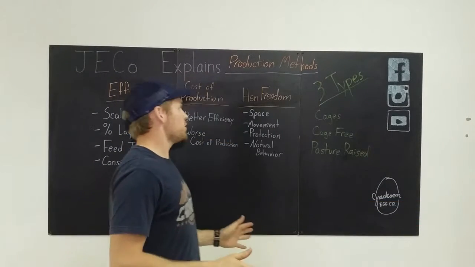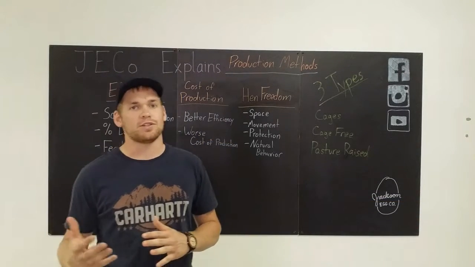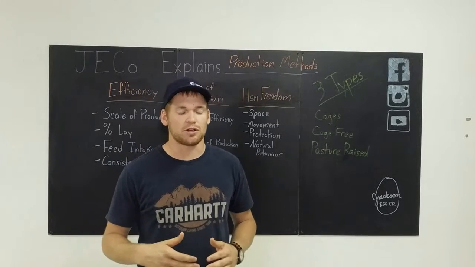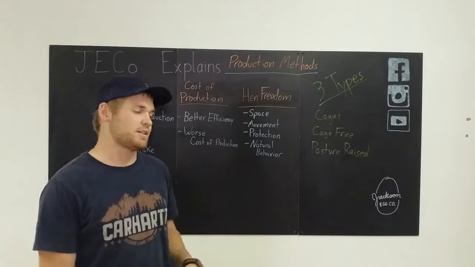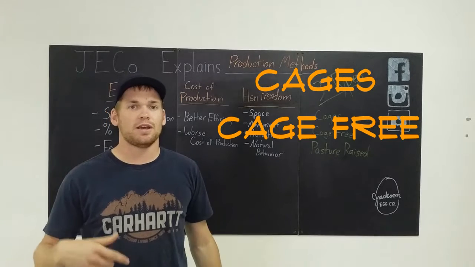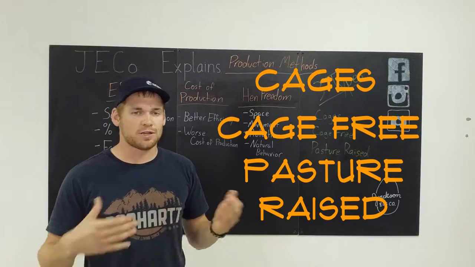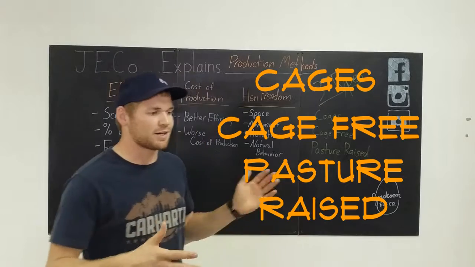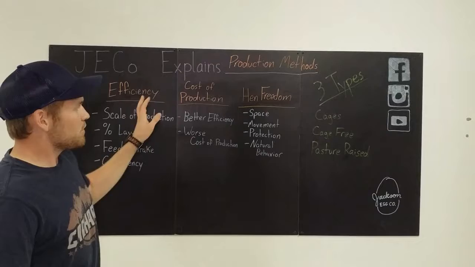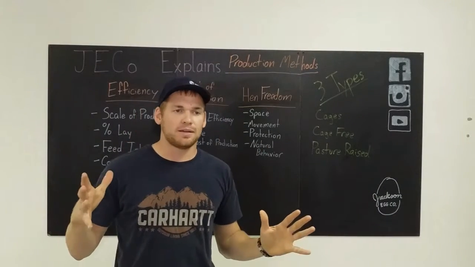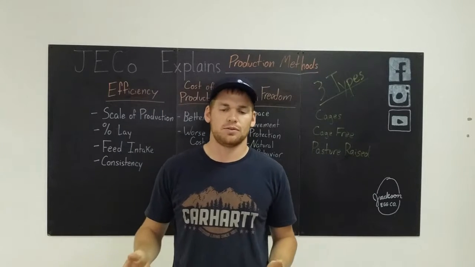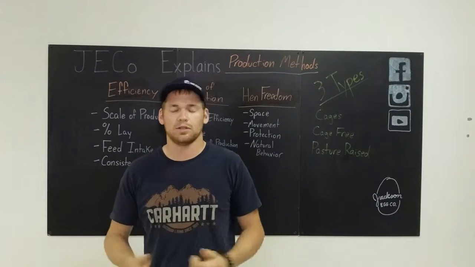So today I wanted to talk about what the primary differences are in the three primary production methods that we use for producing eggs. Our three primary types are cages, cage-free, and pasture-raised. There's also free range. We don't really deal with those, and it's just that in-between step between cage-free and pasture-raised. So you've got three big differences that really come down to why we produce the eggs that we do.